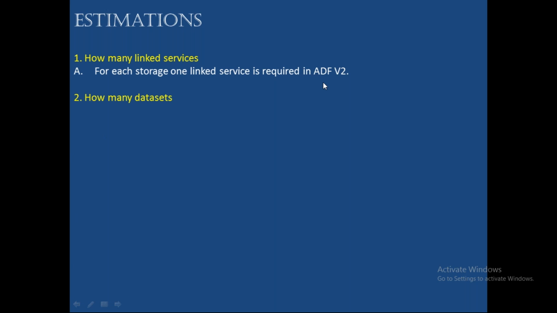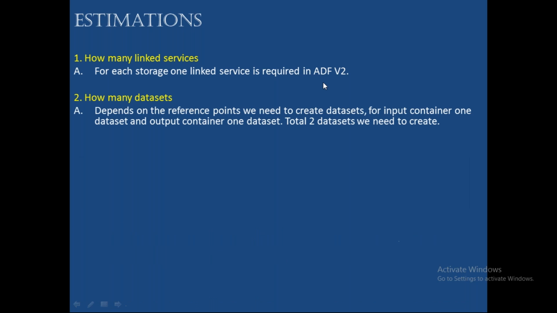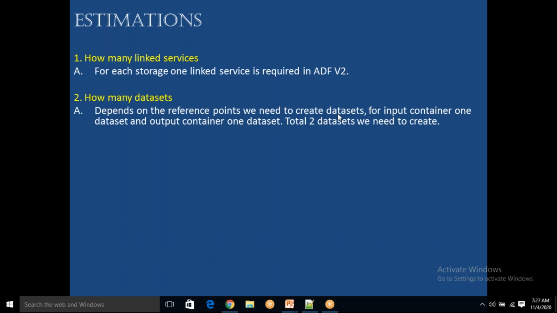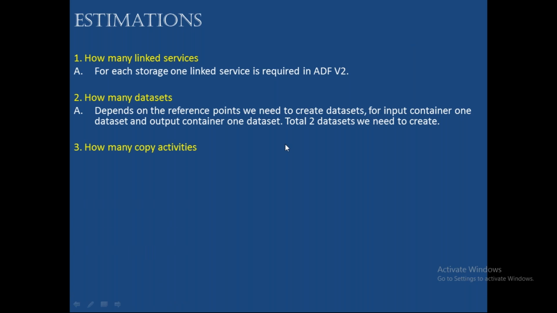Next, how many data sets do we need? As I said, my input is in a different folder. I want to load my output in a different folder. So I am referring to two different locations, meaning two different references I need to create. It's nothing but two data sets I need to create. Input data set, output data set. You see here, depending on the reference points, we need to create data sets. For the input container, one data set, and for the output container, one data set. Total two data sets we need to create. Clear? Okay, next. How many copy activities?